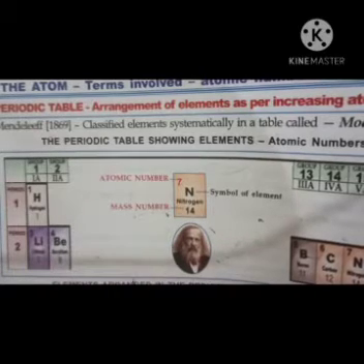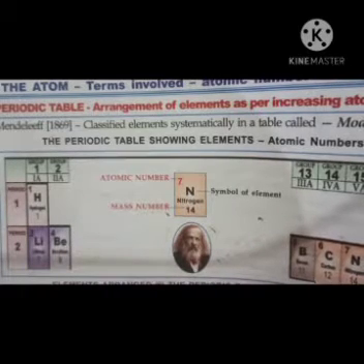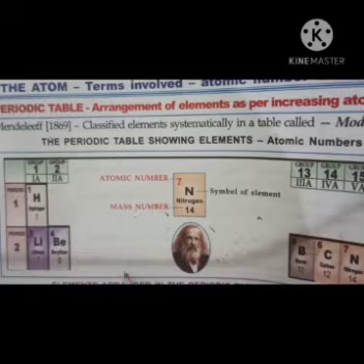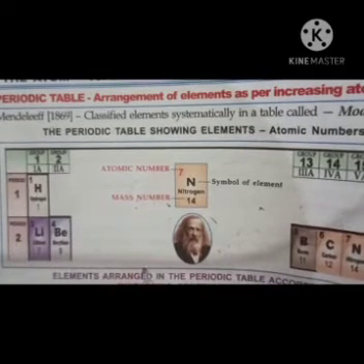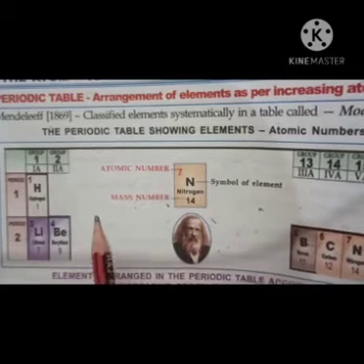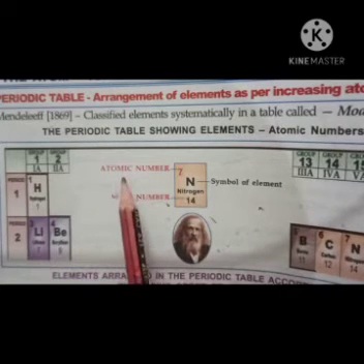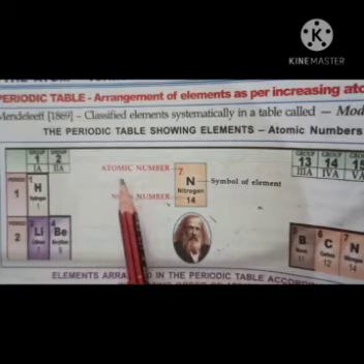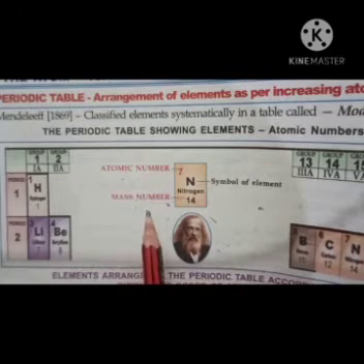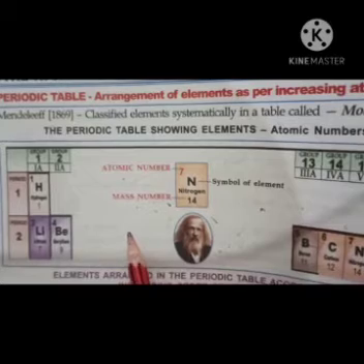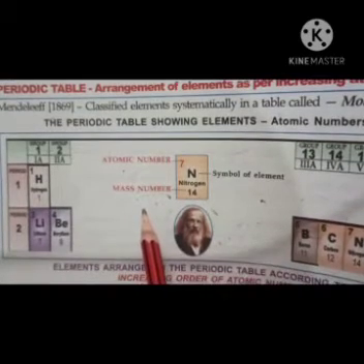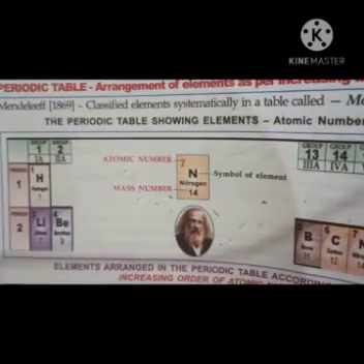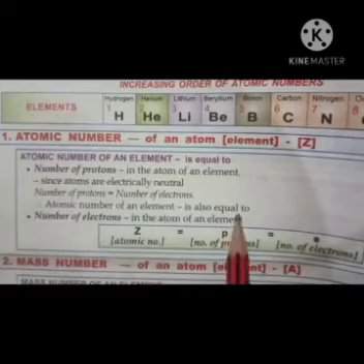But due to some drawbacks, later on Moseley gave the modern periodic table, and in the modern periodic table he arranged the elements in increasing order of their atomic number. So the question is, what is atomic number and what is mass number? Let's first discuss what atomic number is.